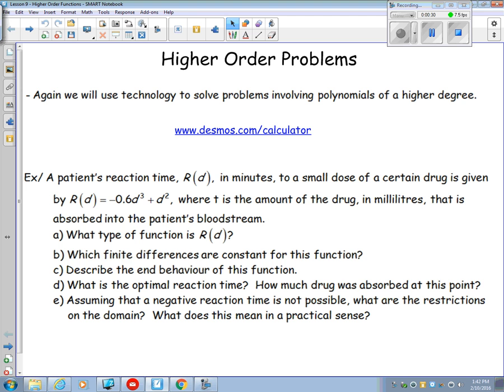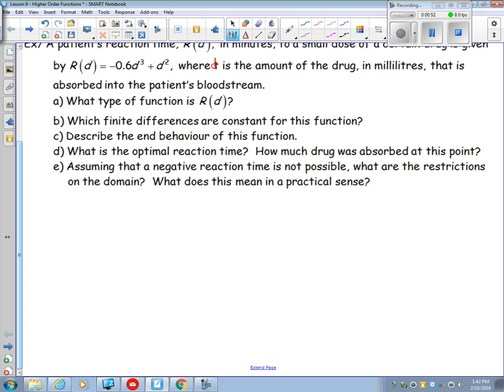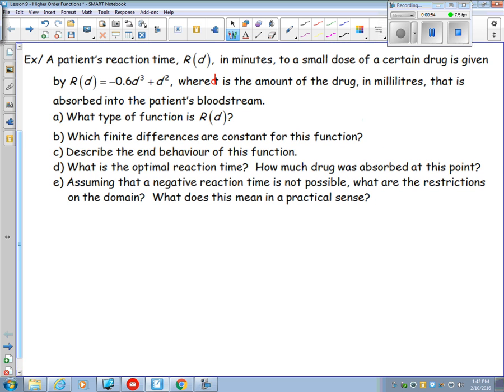So what do we got today? A patient's reaction time in minutes to a small dose of a certain drug is given by a nice cubic equation where T, oh, that's a typo, sorry guys. That should be the letter D there. Just a little typo. D is the amount of the drug in milliliters that is absorbed in the patient's bloodstream. So what type of function is D? Well, it's got a power of 3, so we know that's cubic. We don't want to forget about those things we can just look at and figure out, right?